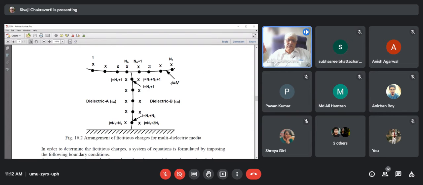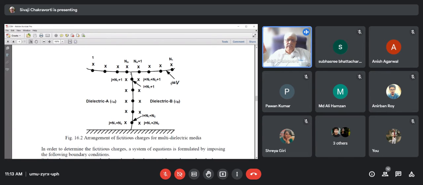Fine. But then for every charge, there is a point on the electrode. But we can clearly see that some points on the electrode are on dielectric A side, on the left, and some points on the electrode are on dielectric B side, on the right. So we are subdividing these numbers. We are saying that 1 to NA is the number of charges and the points which are on the dielectric A side. And NA plus 1 to N1 are the number of charges and the points which are on the dielectric B side.